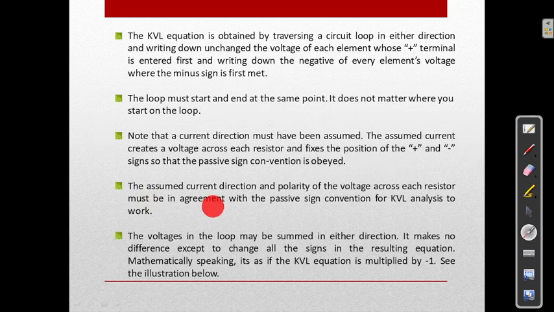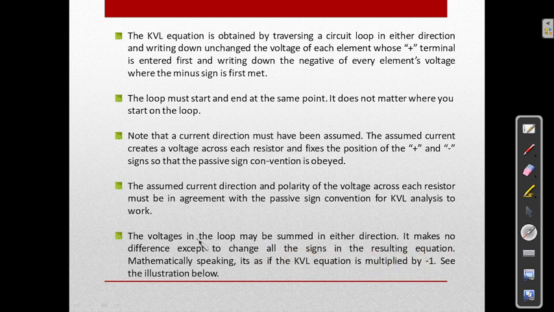Then the assumed current directions and the polarity of the voltage across each resistor must agree with the passive sign convention for a KVL, Kirchhoff voltage law analysis, to work. Then the voltages in the loop may be summed in either direction. It makes no difference except that it changes all the signs in the resulting equation.